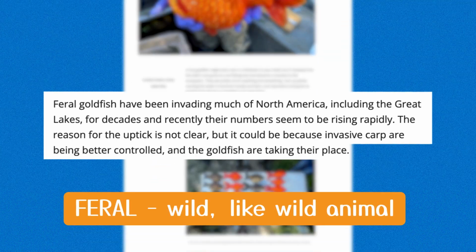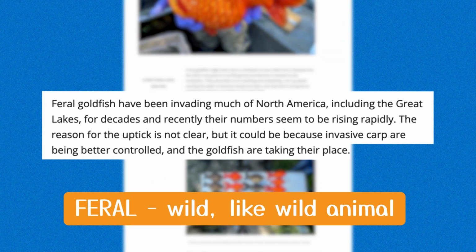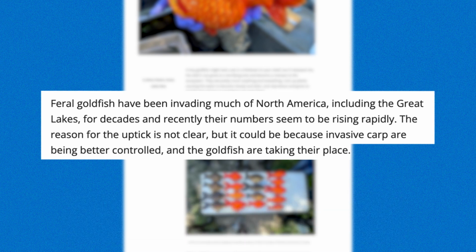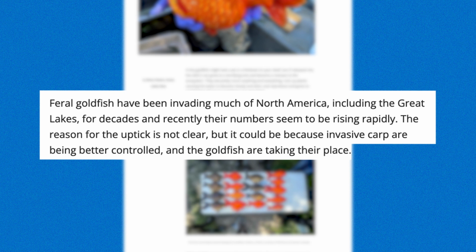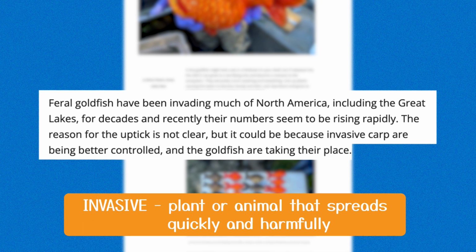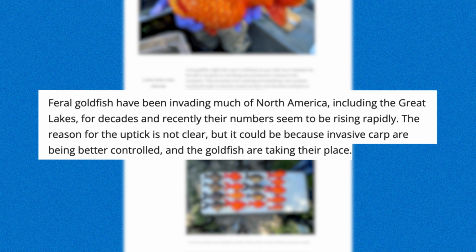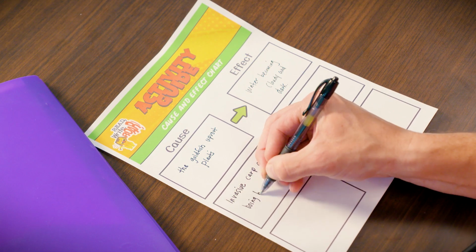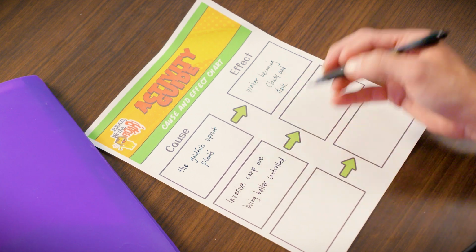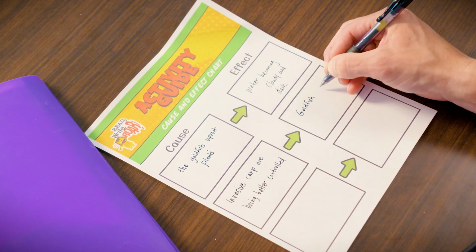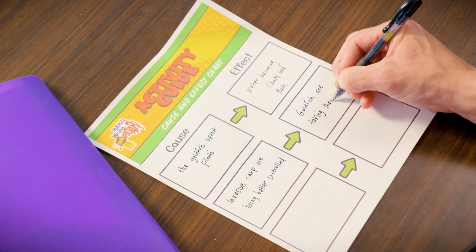Pharaoh goldfish have been invading much of North America, including the Great Lakes, for decades, and recently their numbers seem to be rising rapidly. The reason for the uptick is not clear, but it could be because invasive carp are being better controlled and the goldfish are taking their place. Let's take a look at this sentence. Here's another one of those clue words, because. The invasive carp are being better controlled. That's the cause. The goldfish are taking their place, and that's the effect.